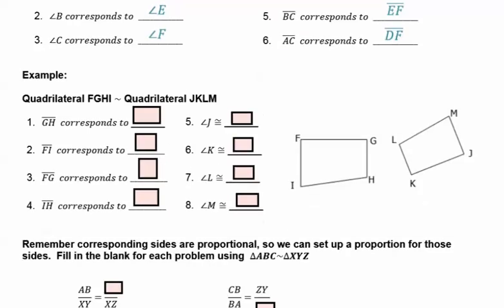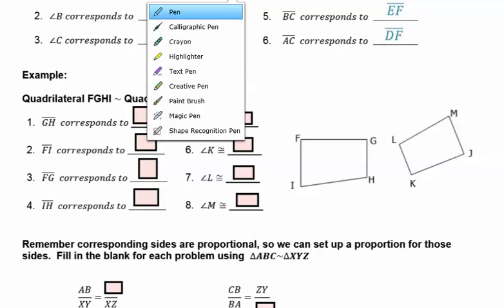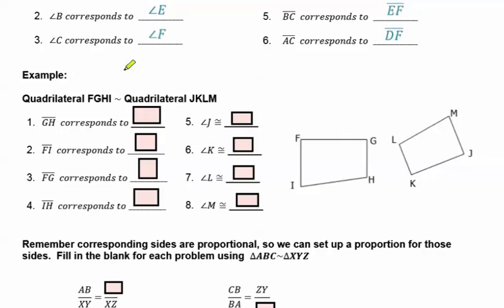Now down here, they don't do that for us. So we can't tell who matches who. But they do give us something that we can use. They give us this statement right here, our similar statement. They tell us that quadrilateral FGHI is similar to quadrilateral JKLM.